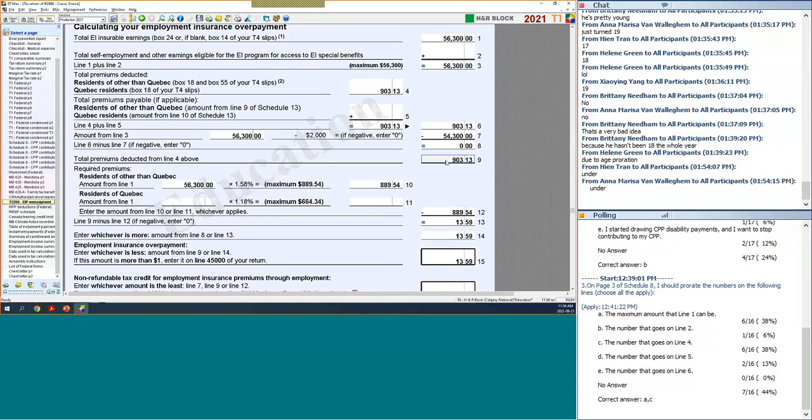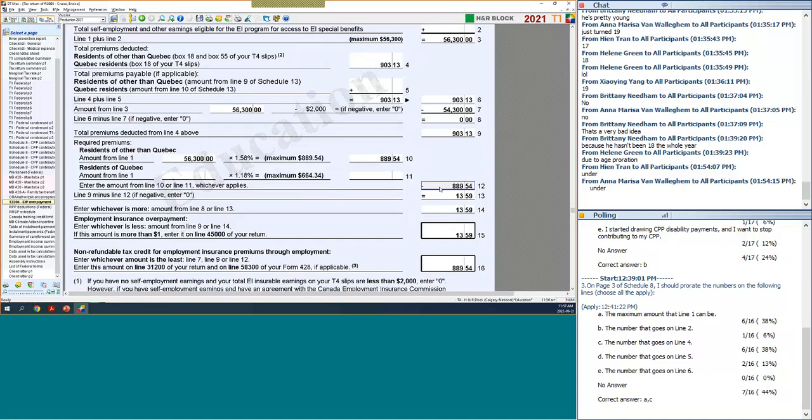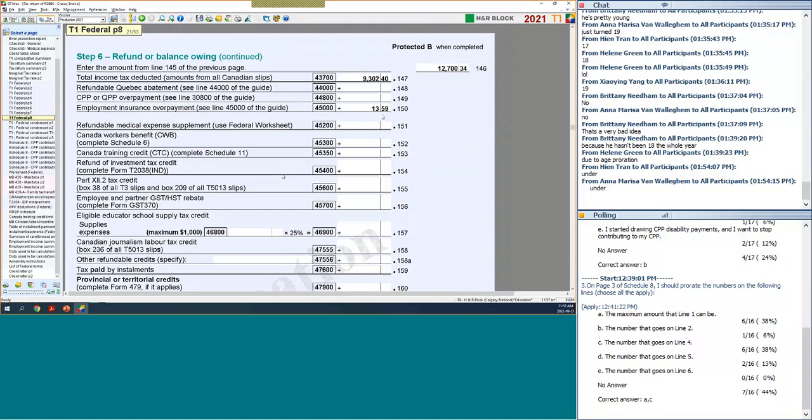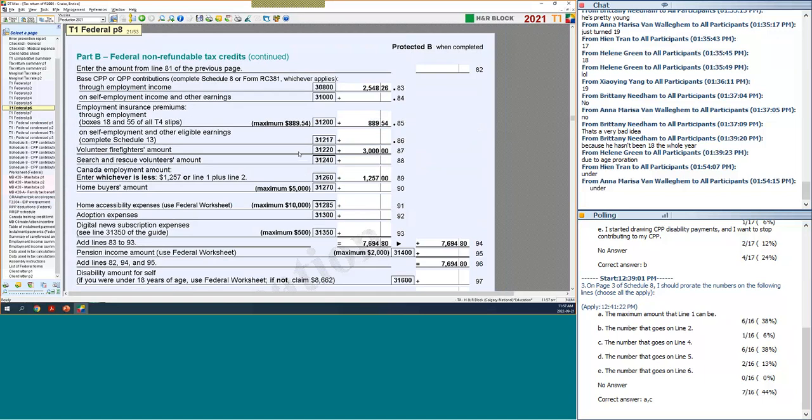So we're going to go ahead and we're going to start on line 9. We have his total premiums, which is what was actually from his slips. So box 18 of all of his tax slips added together is 903.13. 1.58% of that is 889.54. So he overpaid. That means I'm going to take the 889.54 he was allowed to pay. I'm going to put that on the credits, and then I'm going to take that 1359 overpayment, and I'm going to put it on a refundable credit line. Okay, so there's my refundable credit, 1359.